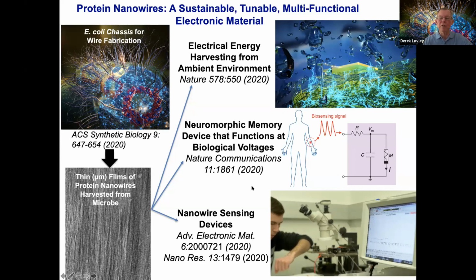I'm primarily going to focus on the sensing application. But the idea again, and I'll show you what we did to make this E. coli strain that can mass produce these wires much faster and much better than Geobacter. We harvest the wires and then use the wires as an electronic component.